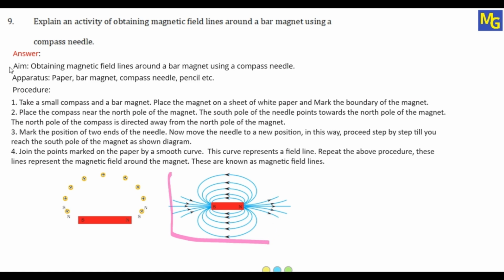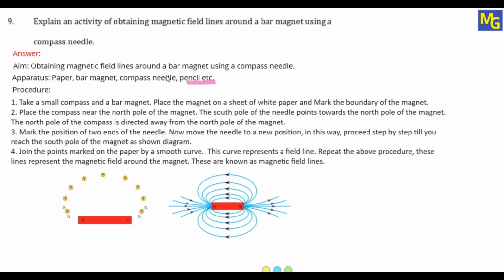So what is the aim? First we will write the aim of this activity. Aim is nothing but our question. Obtaining magnetic field lines around a bar magnet using compass needle. And what are the apparatus we require for this activity? Paper, bar magnet, compass needle and pencil.